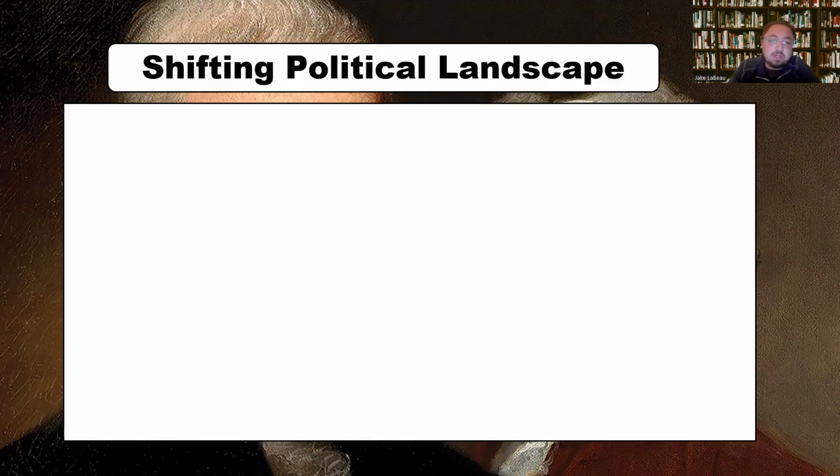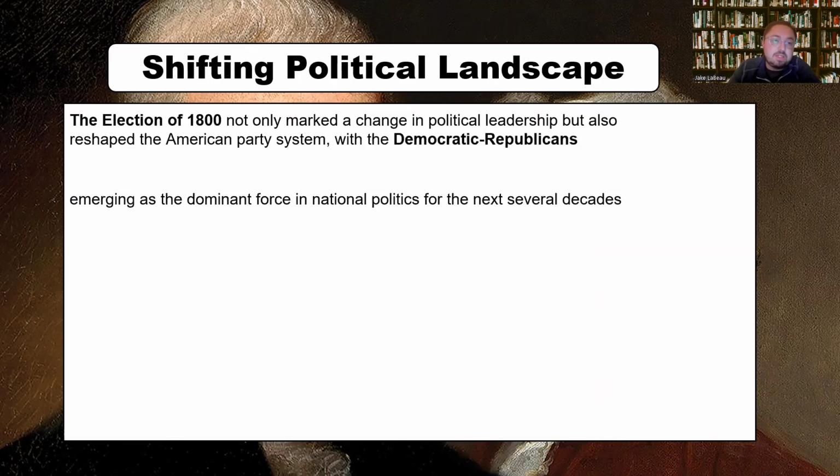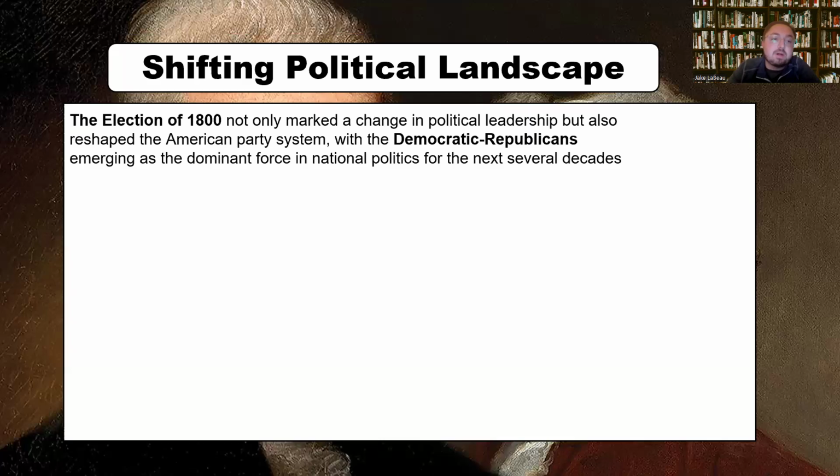All right, politics are going to change. We have this shifting political landscape. The election of 1800 not only marked a change in our political leadership, but it also reshaped the American party system, with the Democratic Republicans emerging as the dominant force. They have really gathered a following. You have to understand that during this time, there are far more farmers and agrarian types in the country than manufacturing industry owners. So you have to appeal to the majority of voters. It's going to be the dominant force in national politics for not a short time. For several decades, the Democratic Republicans are going to control the executive and the legislative branch of government, winning elections in both of those categories.